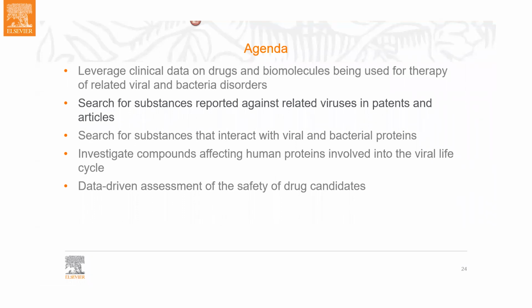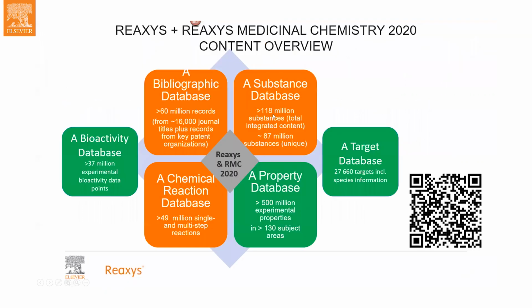The second approach to find information is focused on the substances reported against viruses or bacteria or any other disease in patents and articles. What is the difference? It is not obligatory clinical trials. It can be reported by anyone else, for example, in patents.